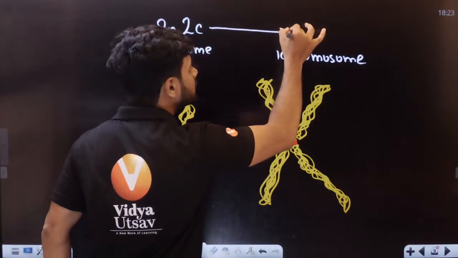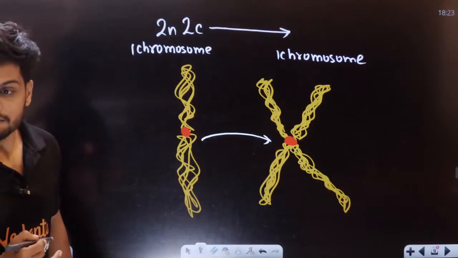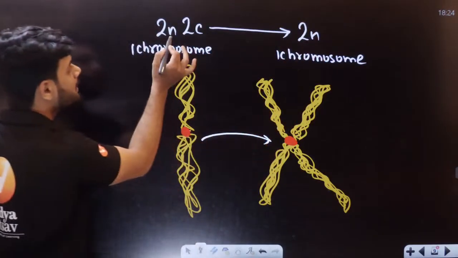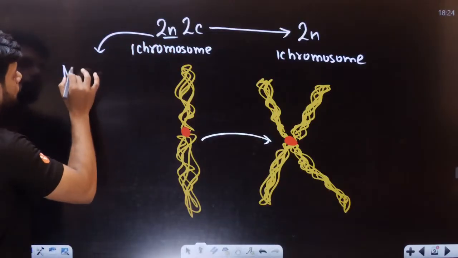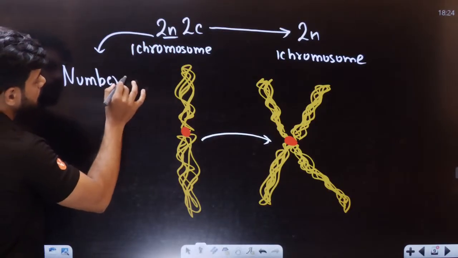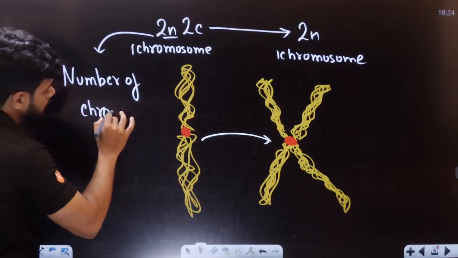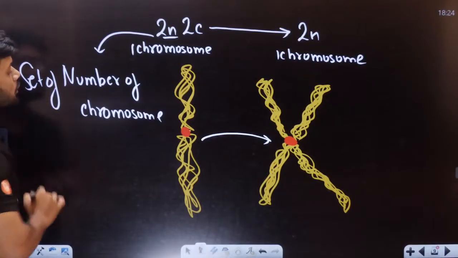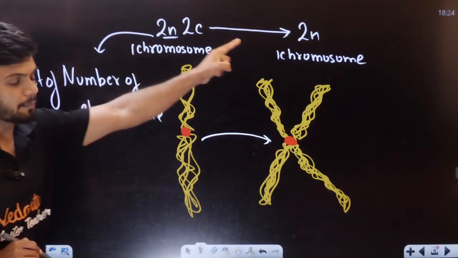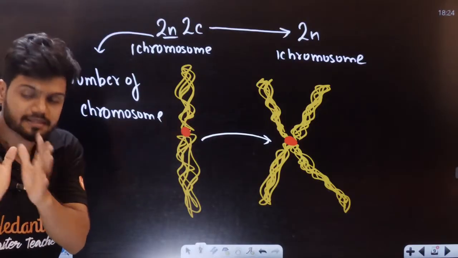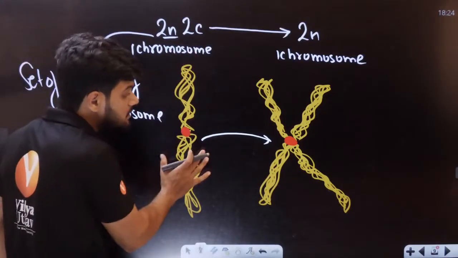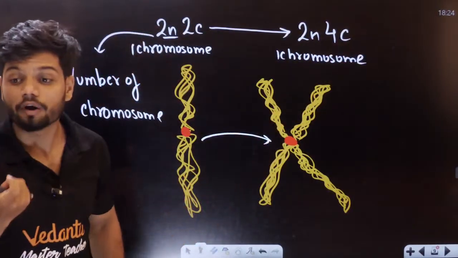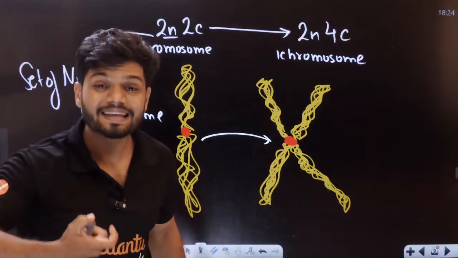This will now get converted to, students, what? The number of chromosomes will remain the same. N basically means the number of chromosomes, or the set of chromosomes. So it is a diploid set. The number of chromosomes is the same, but the DNA content is doubling right now. So it will become 4C. C is the DNA content.